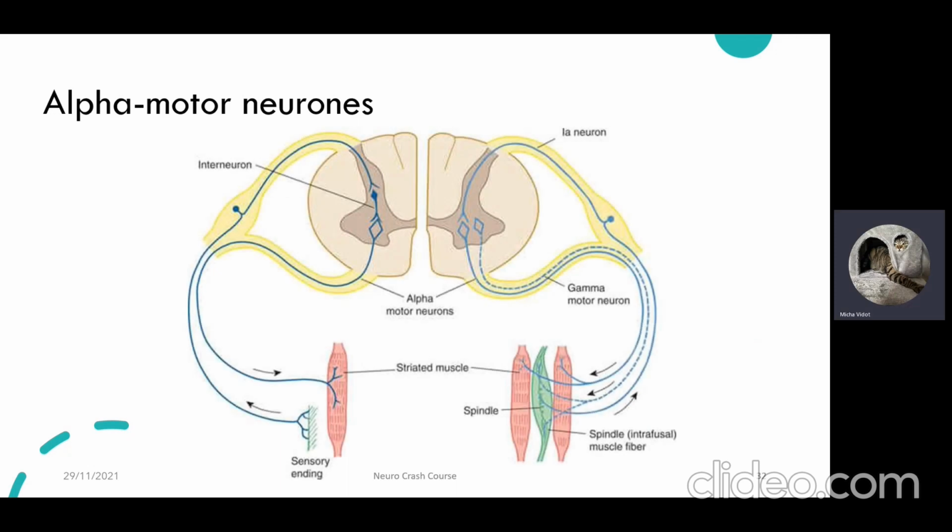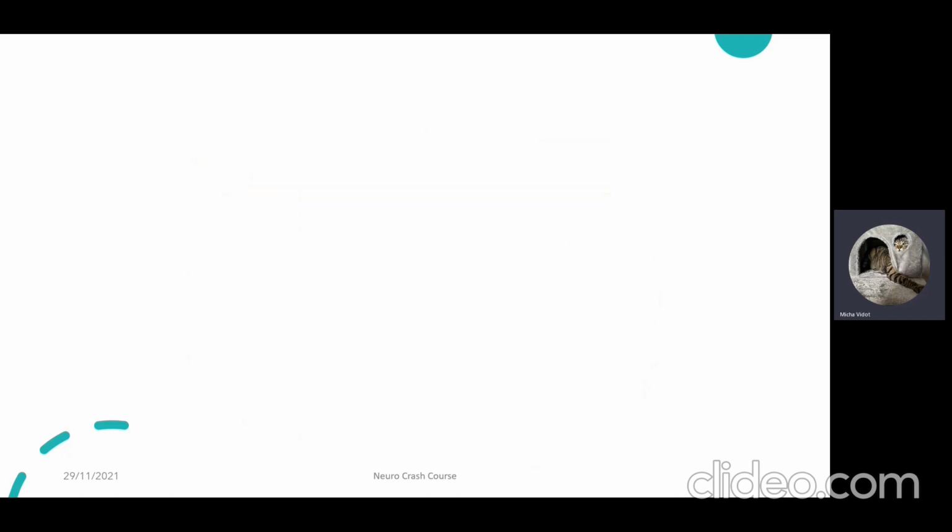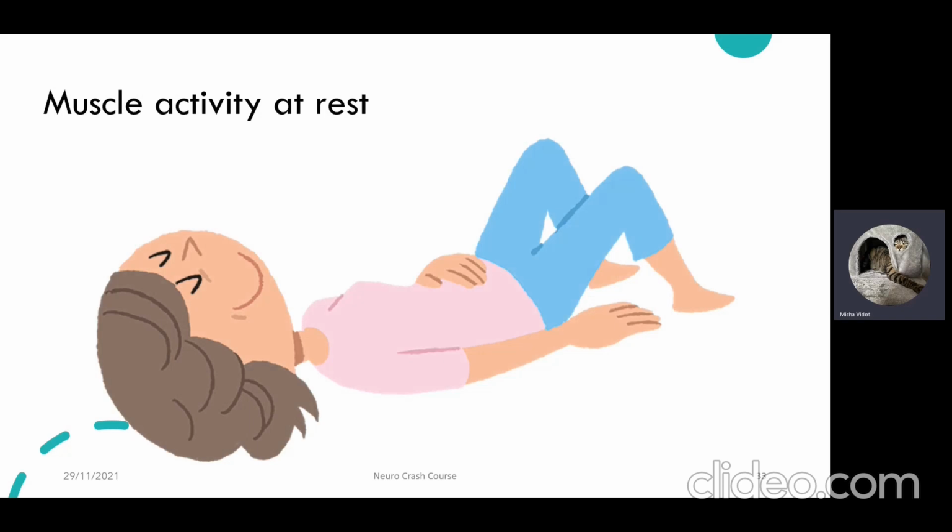So here you can see where they have their cell body in the anterior horn of the spinal cord. At rest, when relaxing, there is little activity going on in our muscle fibers. Small, weak oxidative fibers are firing slightly to produce some background tone in the muscle. And this is because there is activity in the smallest motor neurons that have the smallest and weakest motor units.